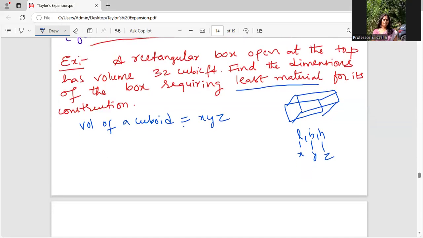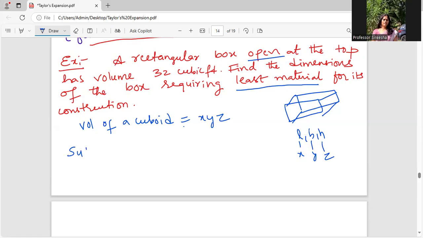because box means what? Inside the box, there will be nothing. Surface area. How will the box be? In between, inside the box, there will be nothing. It will be enclosed by six surfaces. Okay. But then the box is open at the top. So I can just remove one surface. So it'll be having five surfaces.